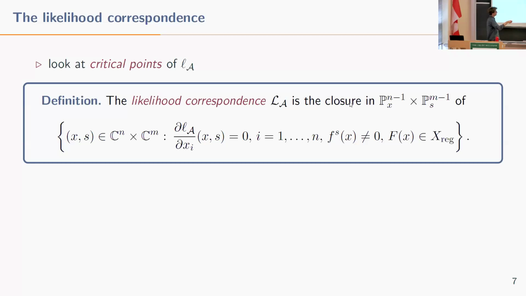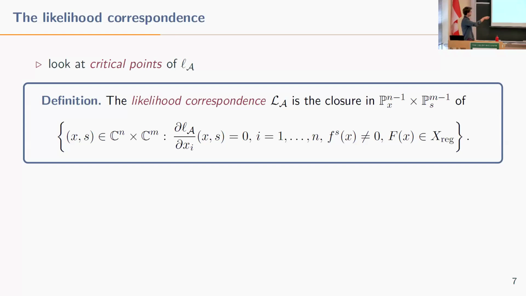Then I have two slightly more technical requirements. The first one is that the likelihood function should not vanish. This is to make the logarithms well defined; otherwise, the log likelihood function is not defined. The second assumption is that my parameters should give me a smooth point in my model. This is to make the number of solutions constant. If I'm at a singular point in my model, I can have additional solutions to my likelihood equations that I don't want to consider here.